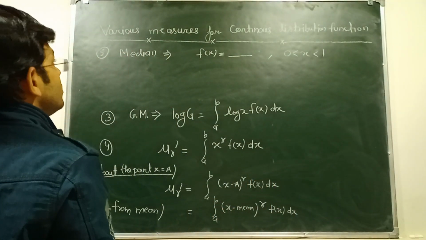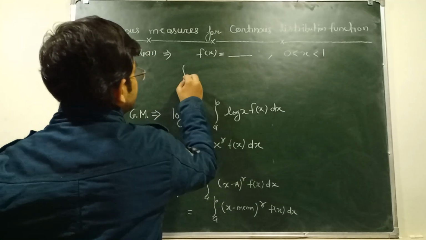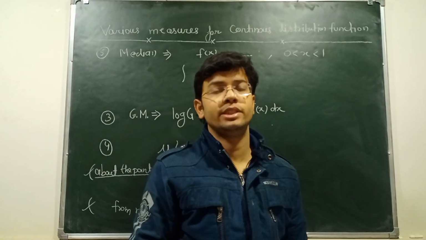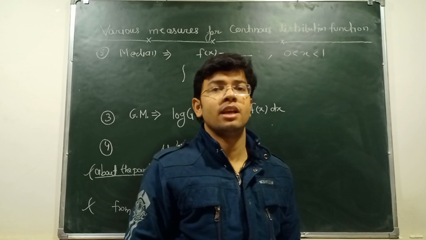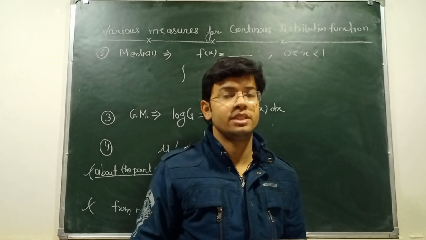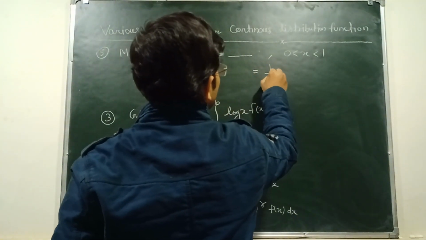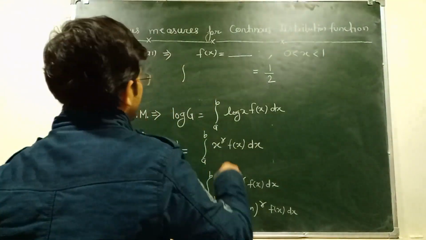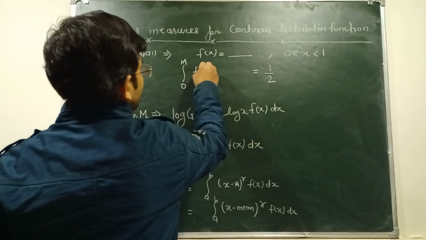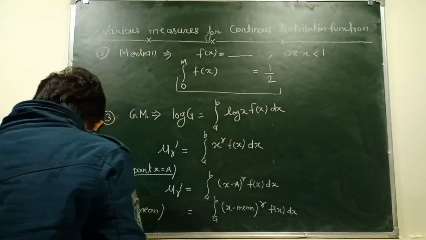Now we want to find the value of the median. In this case, the median is the term when we divide our values into two parts. So when we divide our whole terms into two parts, this would be equal to 1 by 2, with the limits 0 to m and the function equal to 1 by 2. So this is the formula of the median.